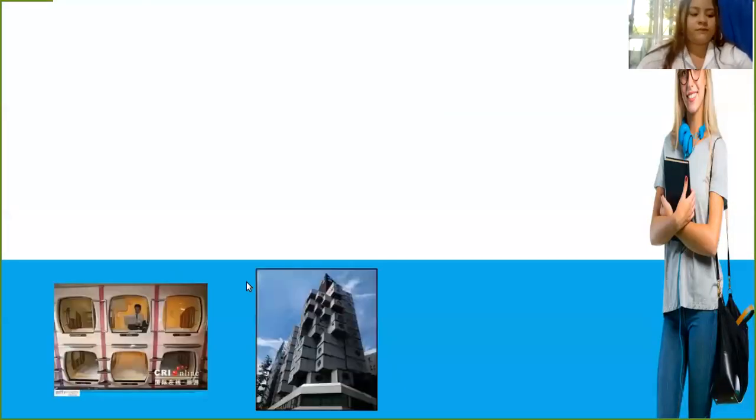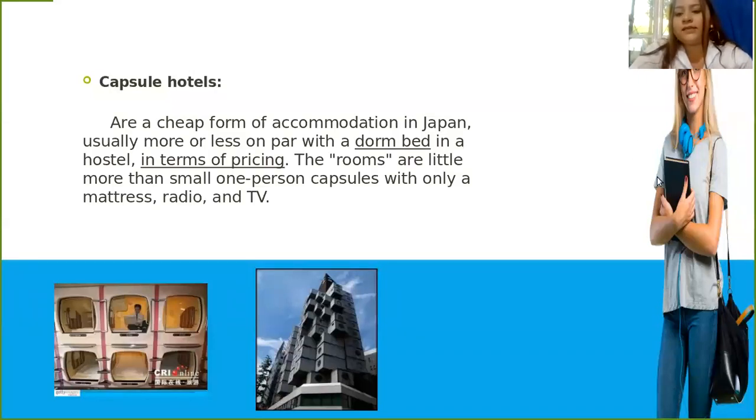Now continue. Capsule hotels. Can you please, Joanna, read this slide. Hello, can you hear me? Yeah. Okay. Capsule hotels are a cheap form of accommodation in Japan, usually cheap compared with a dorm bed in a hostel. In terms of pricing, the rooms are little more than small one-person capsules with only a mattress, radio, and TV. Okay, thank you, Joanna.